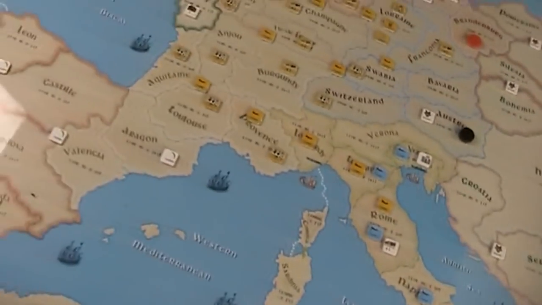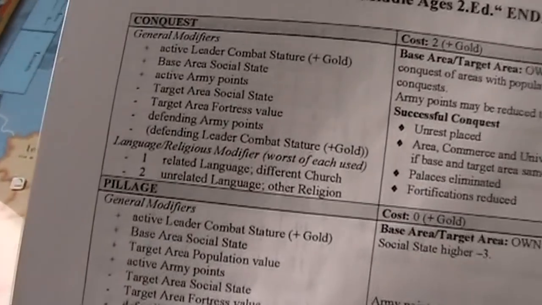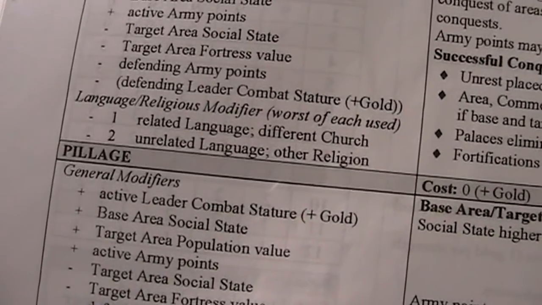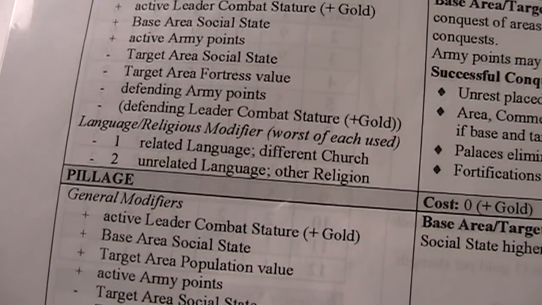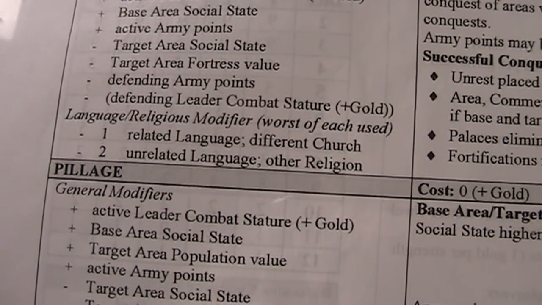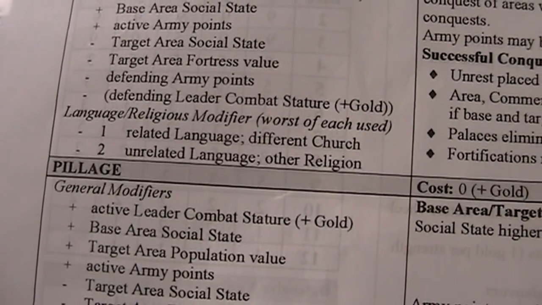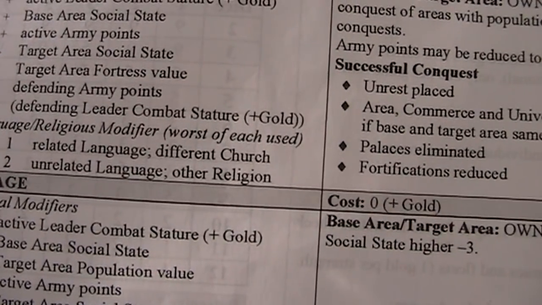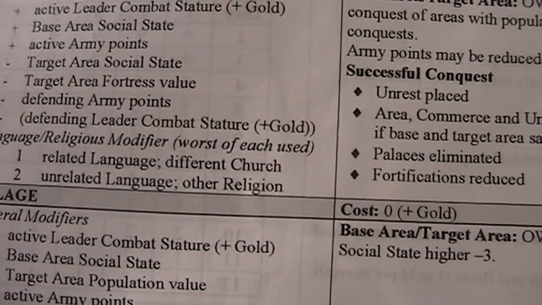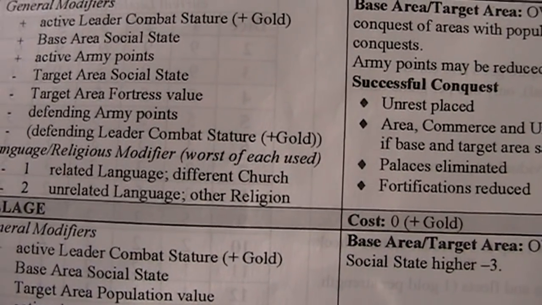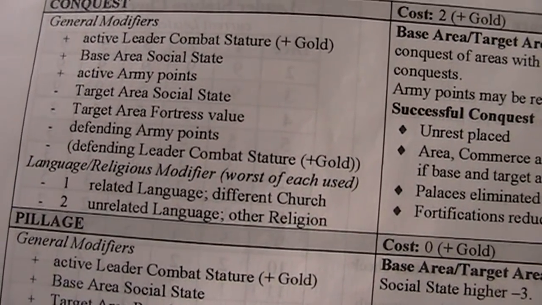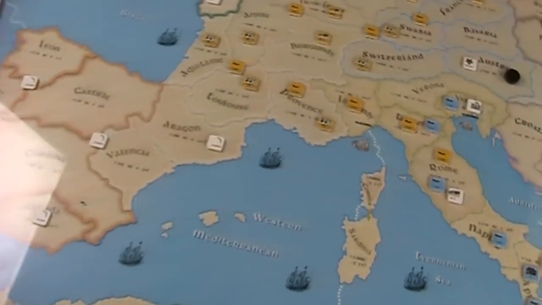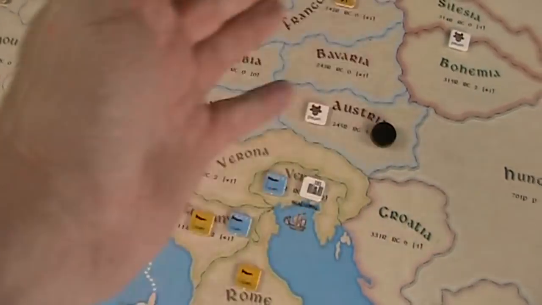And these can sometimes also be negative modifiers. We can see that here. For example, I have to subtract 1 if it's a related language but a different church, and I have to subtract 2 if it's an unrelated language and another religion. That's kind of weird. Yeah, but that's how it works, I guess. So I do all that.